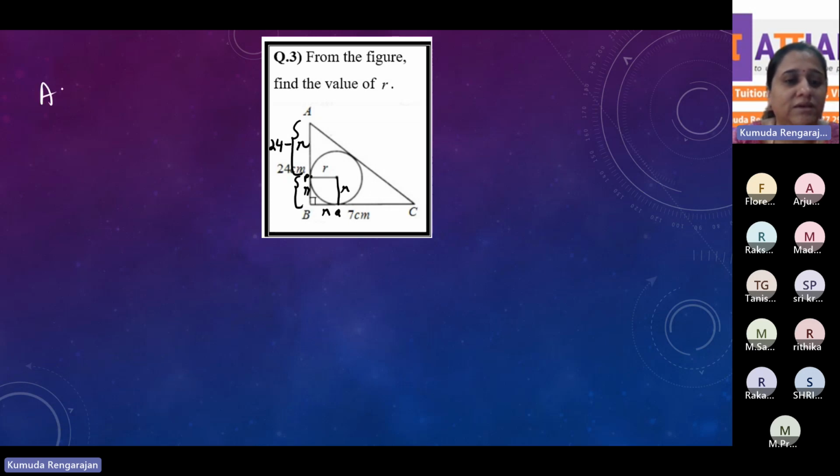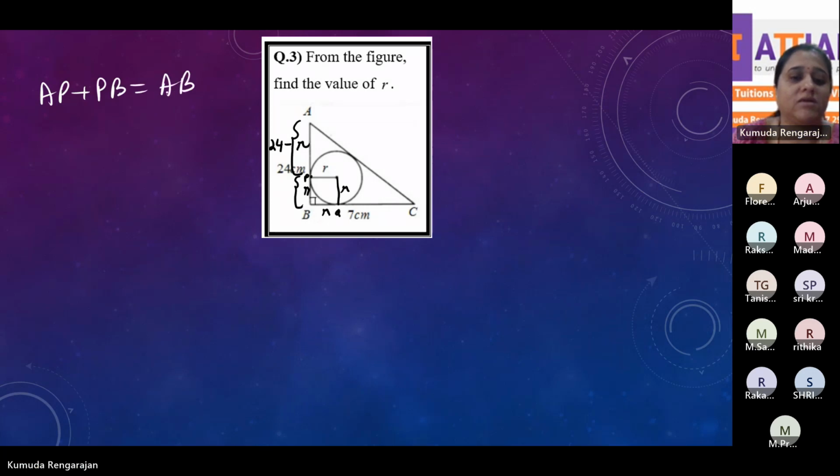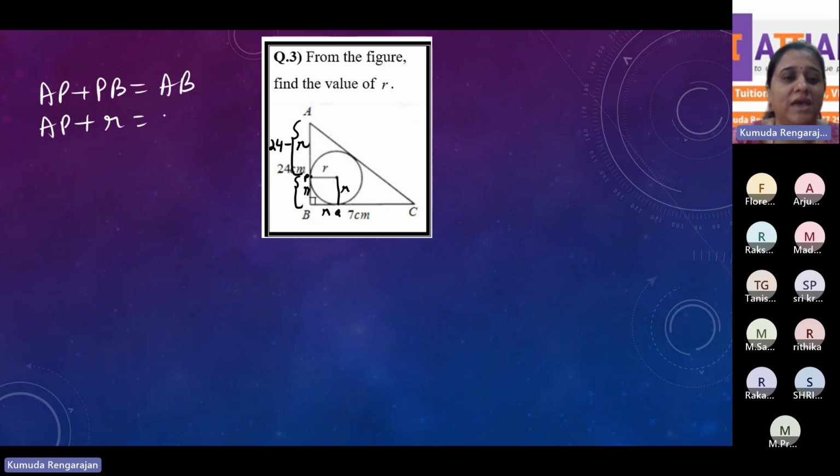Write AP plus PB is equal to AB. So AP plus how much is PB? R is equal to AB, which is 24. So AP is equal to 24 minus R.